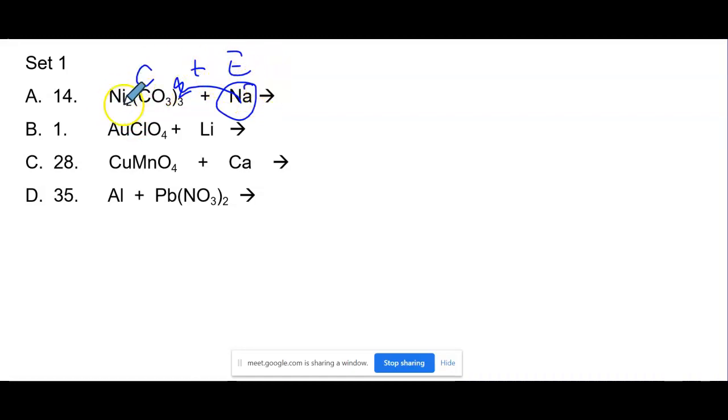Does that make sense how we know they're both metals? Yeah. Okay, so then we're going to see if it can. So look on your arrow chart and see if sodium is higher.